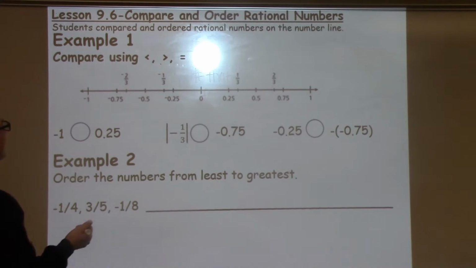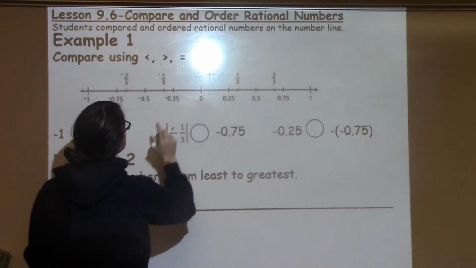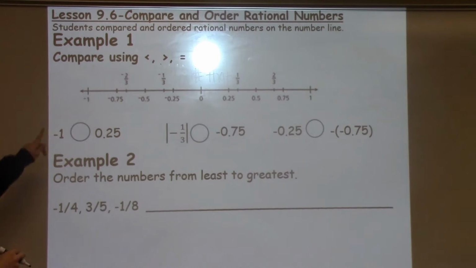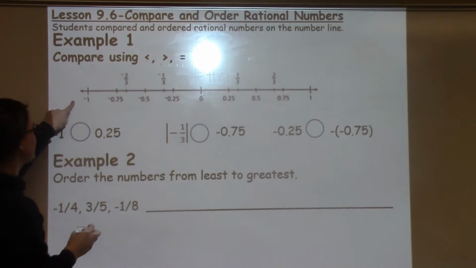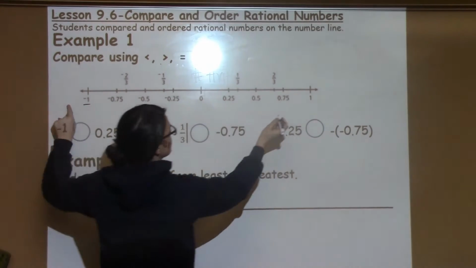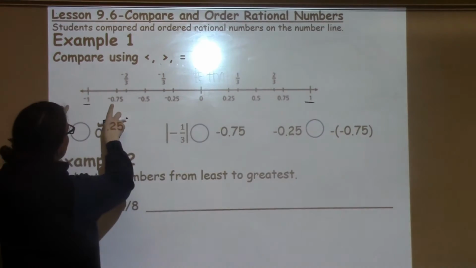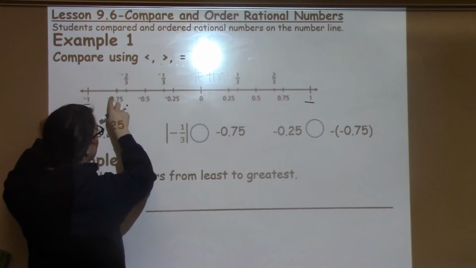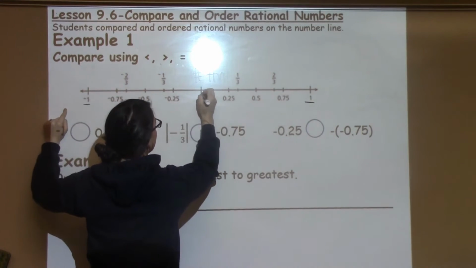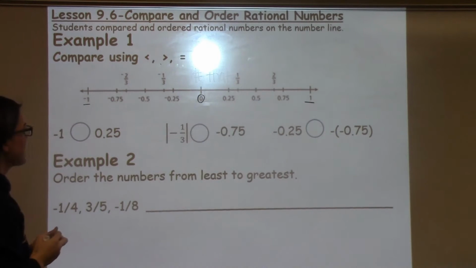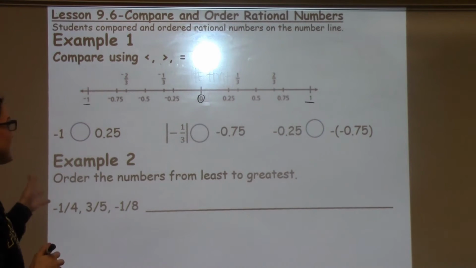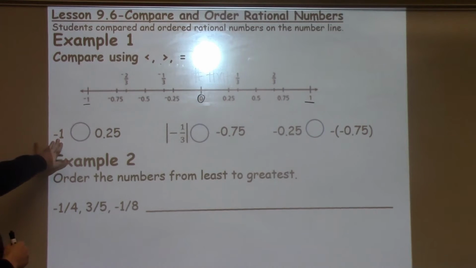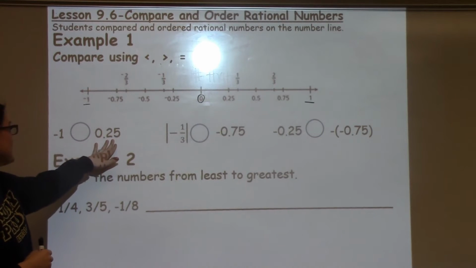Example 1 says to compare using greater than, less than, or equal to. And we have an example of a number line here that's going from -1 to +1 with different rational numbers in between. So we've got fractions up on top, we've got some decimals down here, and then here is our 0 in the center. All right, so that'll be a nice visual to help us as we're answering some of these questions. The first one says -1 compared to 25 hundredths.